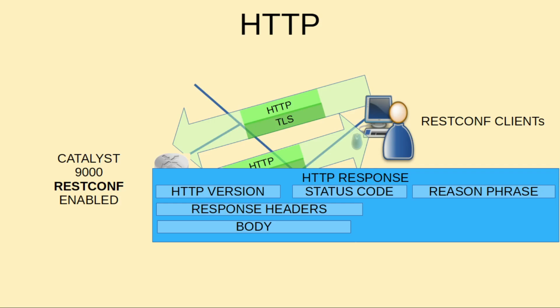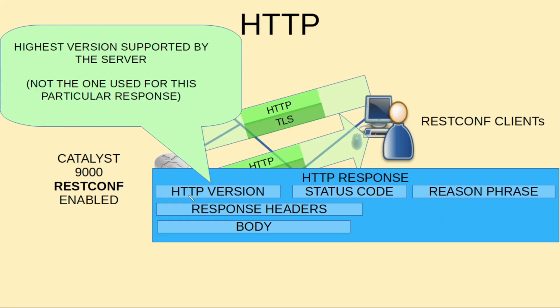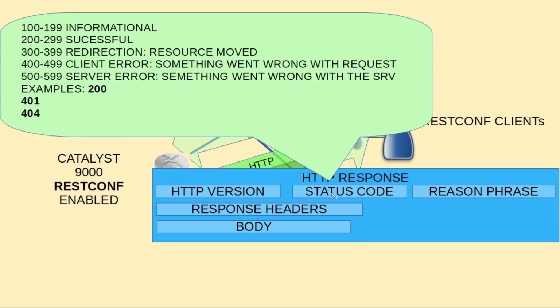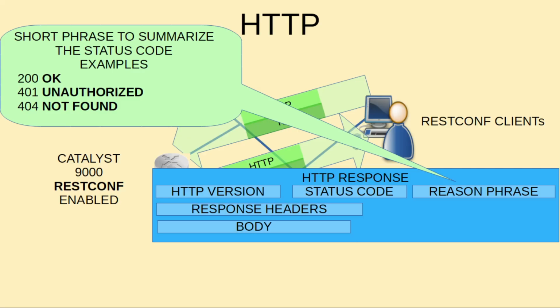Let's talk now about the HTTP response fields. First of all, we have the HTTP version. This is the highest version supported by the server. Next, we have the status code, which is only a number whose meaning depends on the range. We may have informational, successful, redirection, client error, and server error status codes. These are examples.